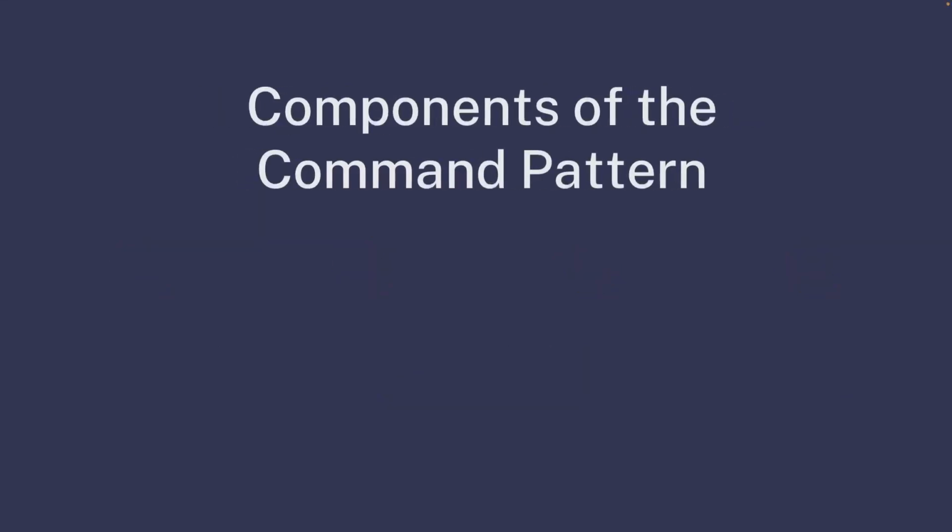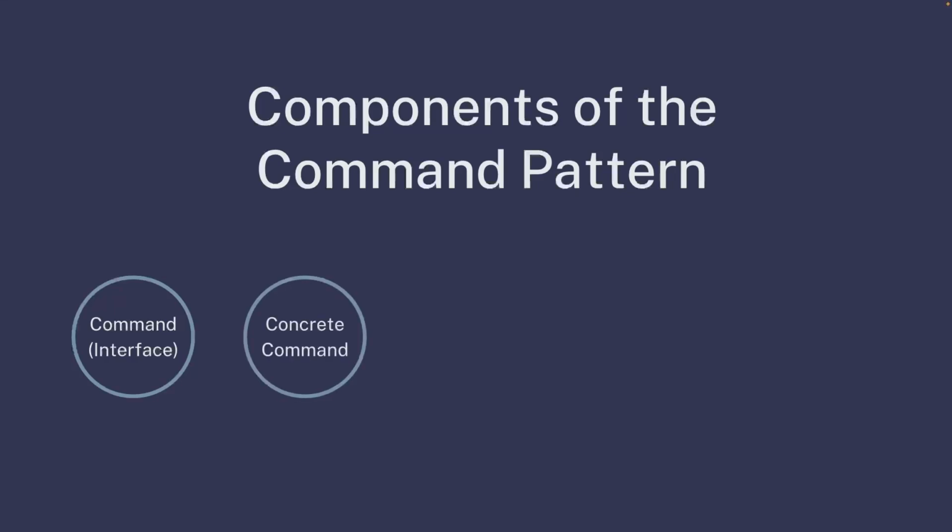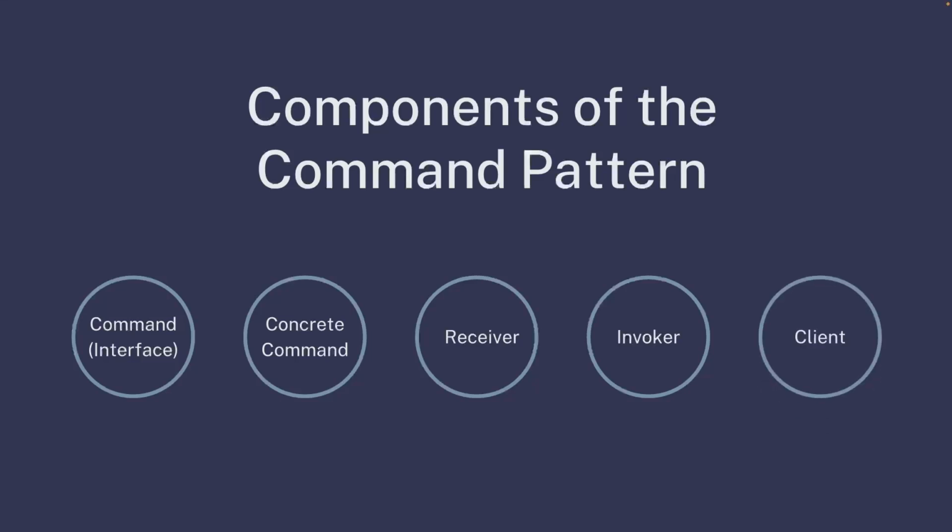At the heart of the command pattern is the command interface, which defines a single method, execute. Each concrete command implements this interface and connects to a receiver, the object that knows how to perform the action. The invoker holds the command and decides when to call it. Finally, the client sets everything up. It creates the command, connects it to a receiver, and assigns it to the invoker. This way, logic, triggering, and actions all stay cleanly separated.